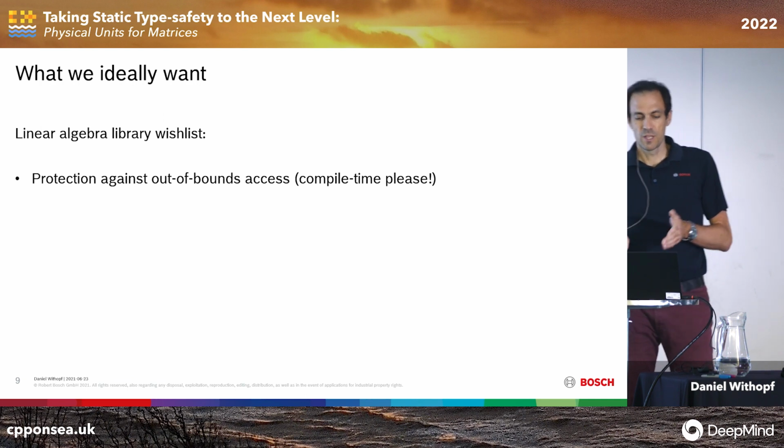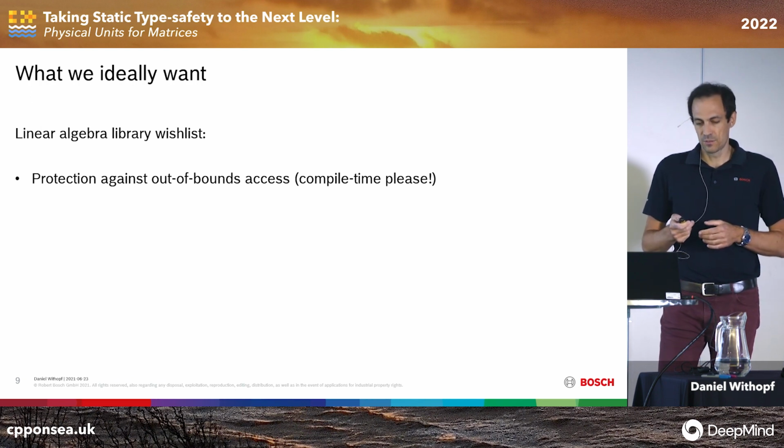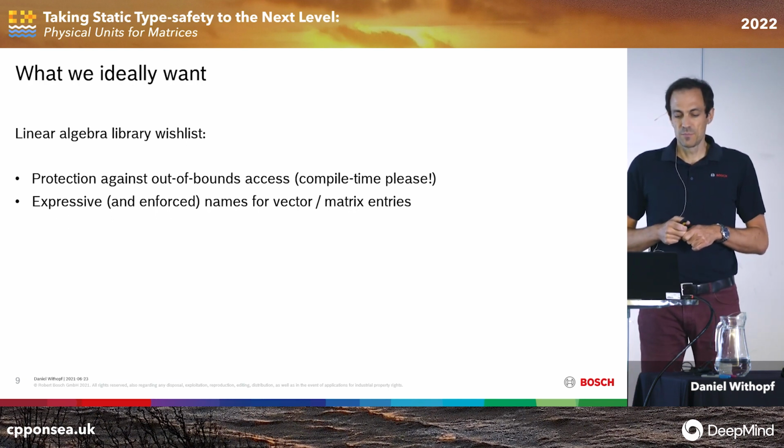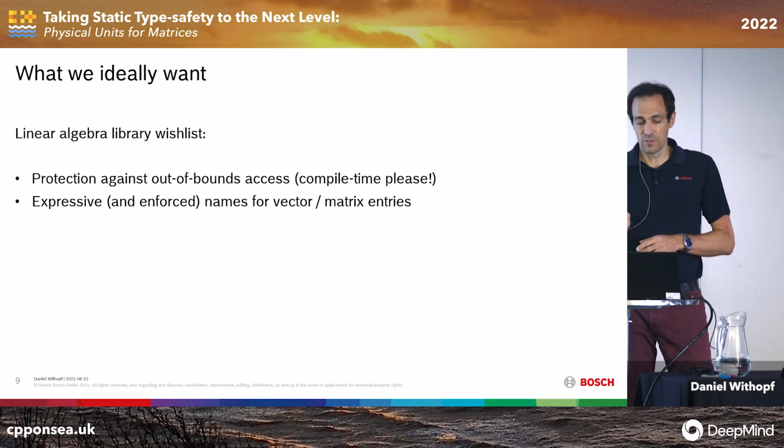So from what I explained before, I came up with my linear algebra library wishlist. First of all, I would like to have an out-of-bounds protection at compile time, so not at runtime, but ideally you can't even access a vector out of bounds. Second of all, I would like to have expressive and enforced names for vectors and vector and matrix entries, so that you can't access a vector at position 2 without specifying what's actually contained in that index.